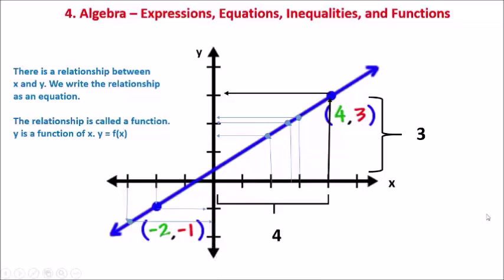So there are so many points on the line. For any x value, I can find the corresponding y value. I've got a point on the line, that gives me the x value, and if I go across, that gives me the y value. So this line actually represents a relationship between x and y. Okay, the relationship. And sometimes we call the relationship a function. That means y is a function of x. Okay, y equals f of x.